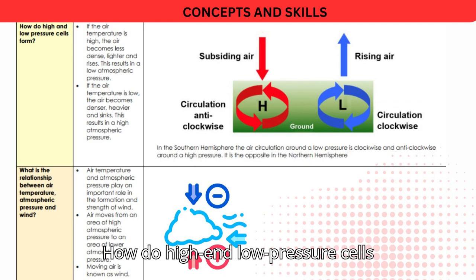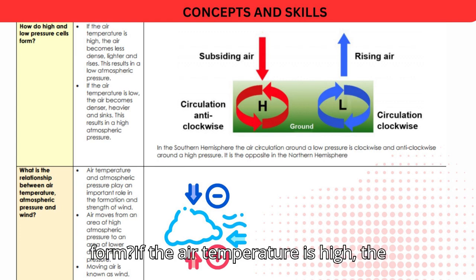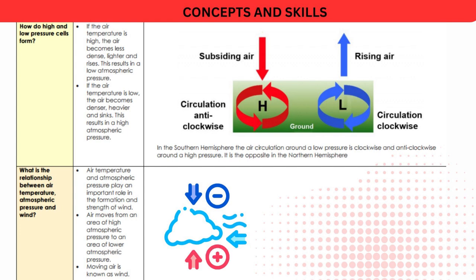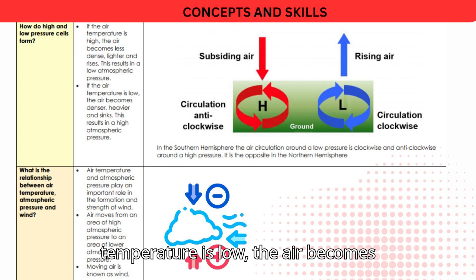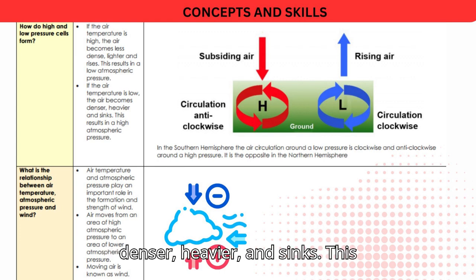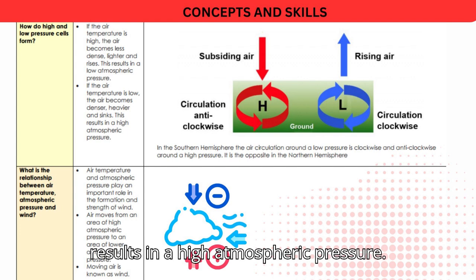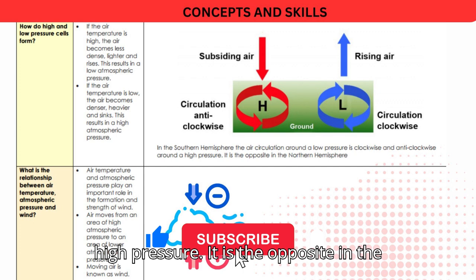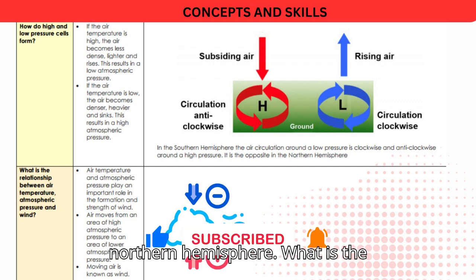How do high and low pressure cells form? If the air temperature is high, the air becomes less dense, lighter and rises. This results in a low atmospheric pressure. If the air temperature is low, the air becomes denser, heavier and sinks. This results in a high atmospheric pressure. In the southern hemisphere, the air circulation around a low pressure is clockwise and around a high pressure, it is anti-clockwise. In the northern hemisphere it is the opposite.